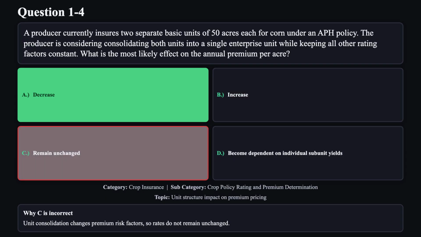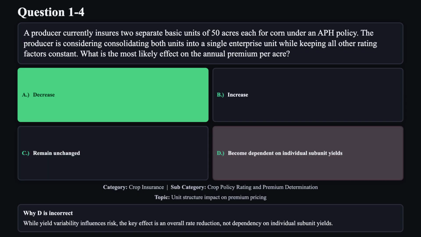Reason C is not correct. Unit consolidation changes premium risk factors, so rates do not remain unchanged. Reason D is not correct. While yield variability influences risk, the key effect is an overall rate reduction, not dependency on individual subunit yields.